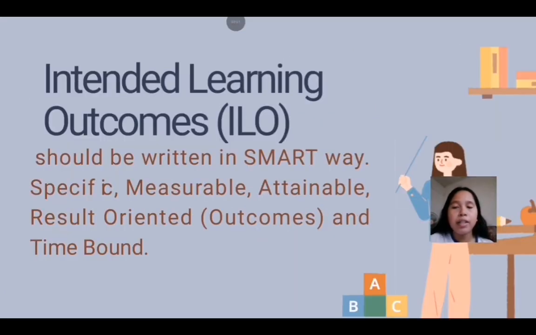Take note, students, that intended learning outcomes or ILO should be written in SMART way, which is specific, measurable, attainable, result-oriented, or outcomes, and time-bound.